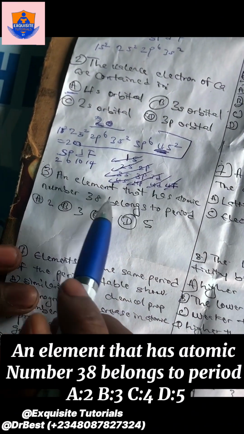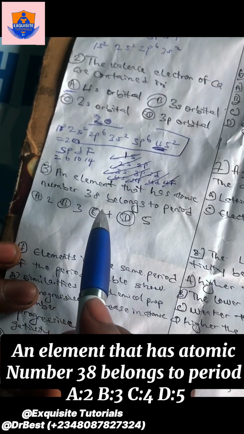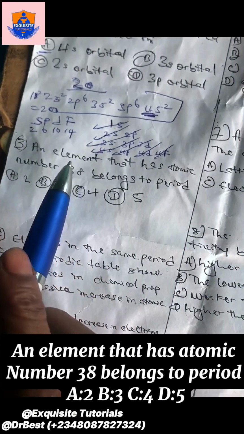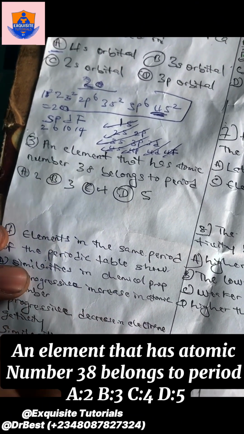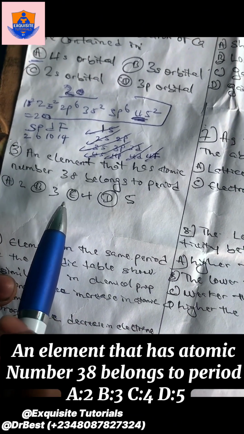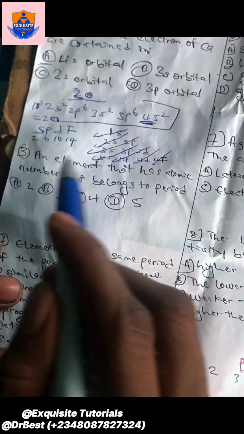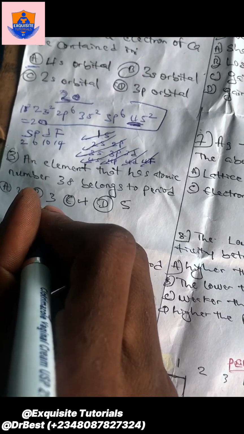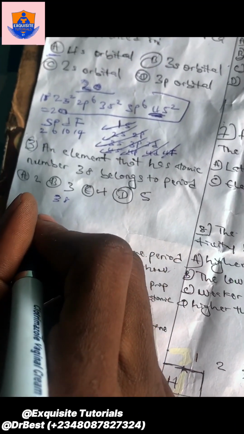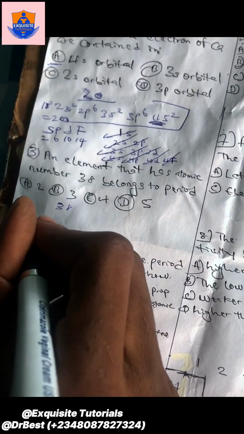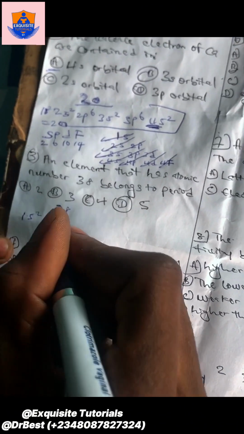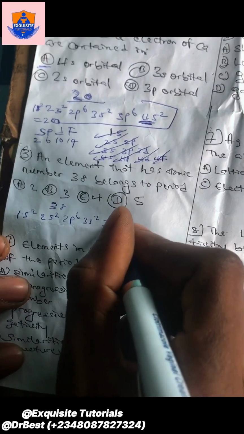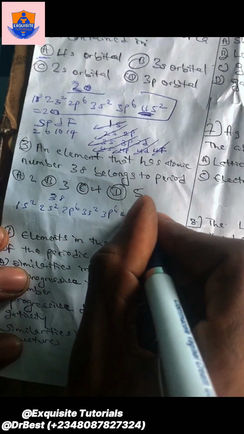Question 3 says an element that has atomic number 38 belongs to period dash. Now, the same way we did this, we are going to write out the electronic configuration of the element that has atomic number 38. Follow the way that I asked you to write it. So we are going to have 1s2, 2s2, 2p6, 3s2, 3p6, 4s2.